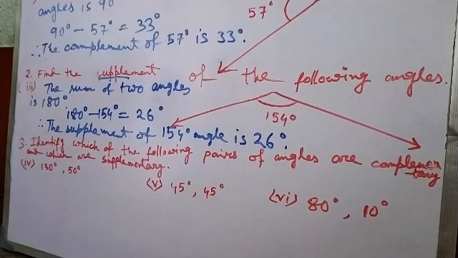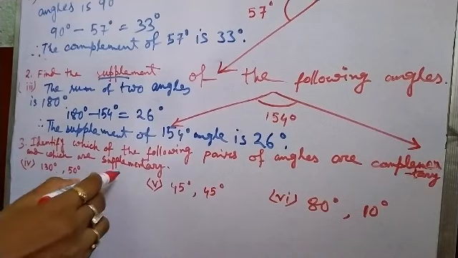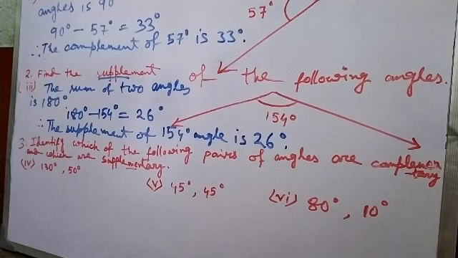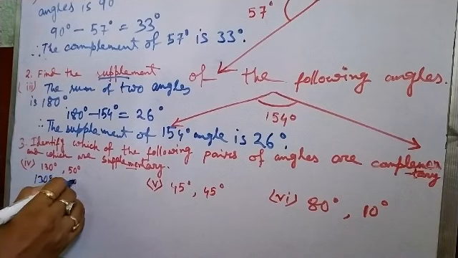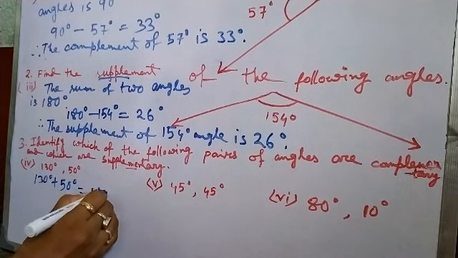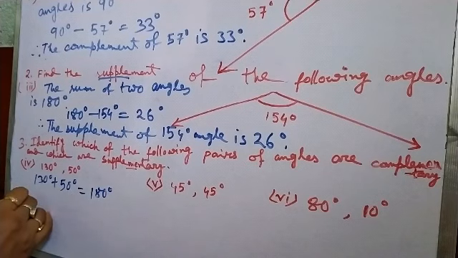Now let's discuss number 3. Identify which of the following pairs of angles are complementary and which are supplementary. So we know that complementary angles means the sum of two angles is 90 degrees and supplementary angles means the sum of two angles is 180 degrees. The first one is number 4 under 3: 130 degrees and 50 degrees. Let's see its addition. 130 plus 50 degrees will come 180 degrees. So this is a supplementary angle.